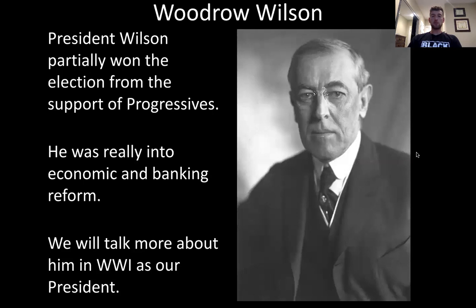We're also going to look at two presidents, although they're not involved in the homework. I think it's just important that we look at some of these presidents. We already talked about them before. One guy we talk about a lot is Woodrow Wilson. President Wilson pretty much ran on the whole idea of the progressive movement. That's what won him the election when he was running for president. He was really into economic and banking reform, which was a big part of the progressive movement, which we'll talk about. We're also going to talk a lot more about him in World War I, because he's our president during World War I.